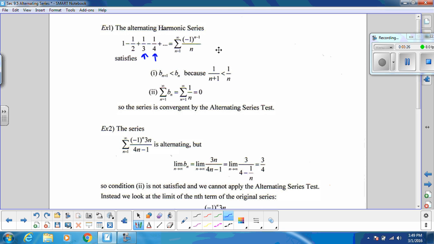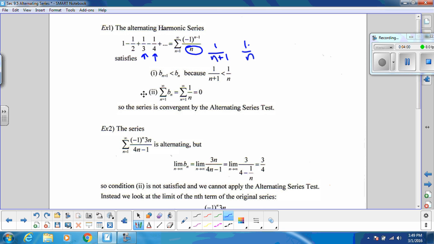Algebraically, we can do that by doing this 1 over n plus 1. You're just plugging in n plus 1 for n here. Remember, we're ignoring the alternating part. And if I compare that to 1 over n, whatever n happens to be, the denominator will always be larger in the n plus 1. If my denominator is larger, then that whole term will obviously be smaller. So this is always true.